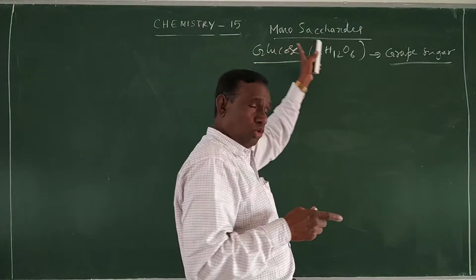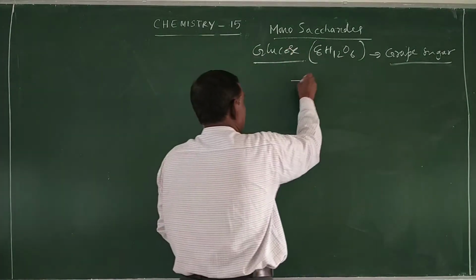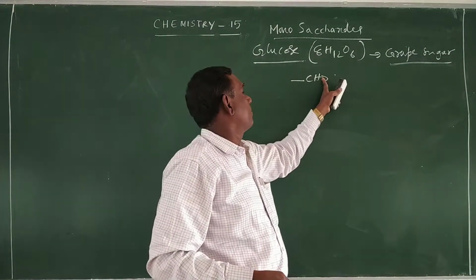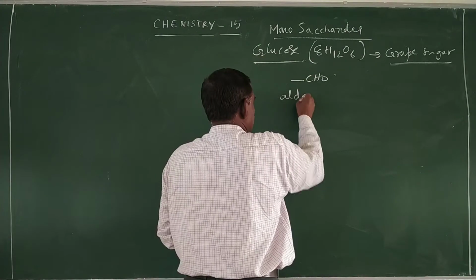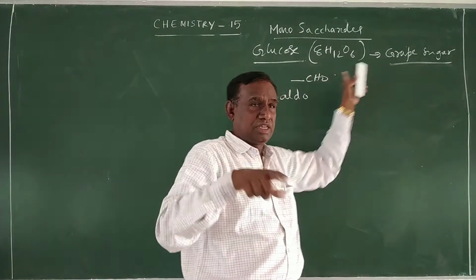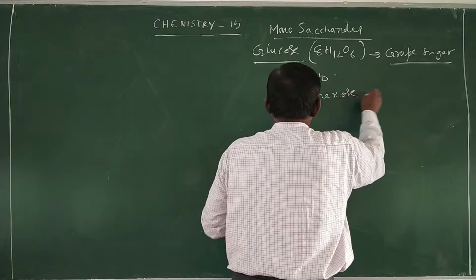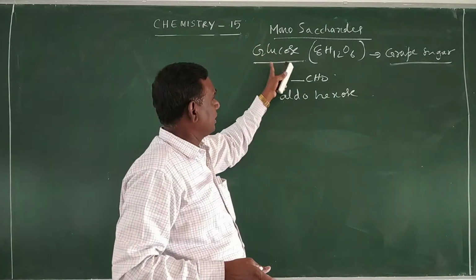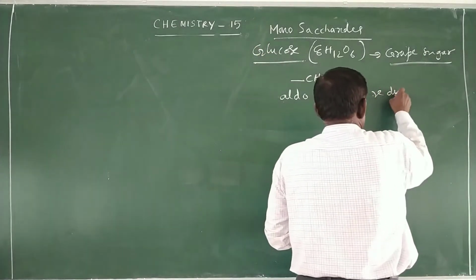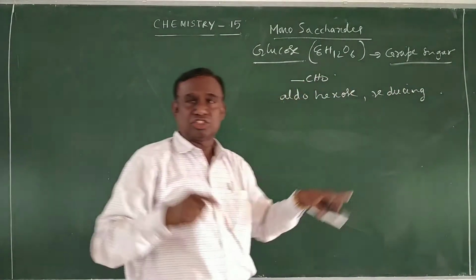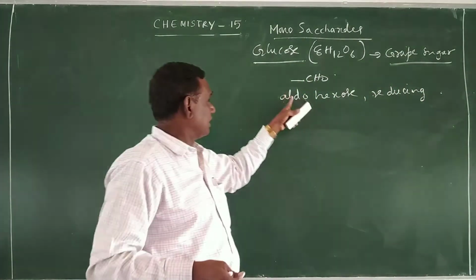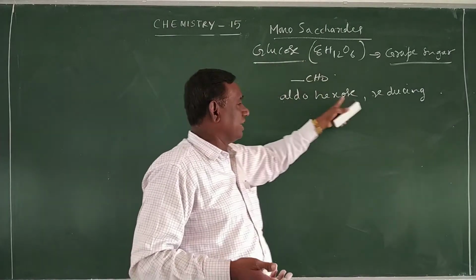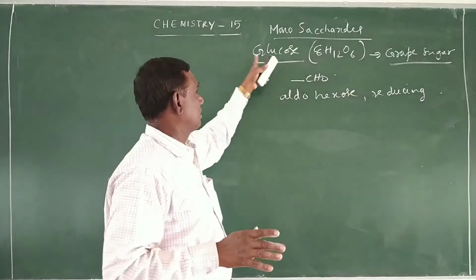Again, this glucose contains an aldehyde group. Since it contains an aldehyde group, it is called an aldose. And it contains 6 carbon atoms, therefore it is called a hexose. So glucose is an aldohexose. And it is a reducing sugar, which means it reduces Tollens' reagent, giving a bright silver mirror. It contains an aldehyde group as well as 6 carbon atoms, therefore glucose is an aldohexose and a reducing sugar. That is the meaning of this monosaccharide glucose.